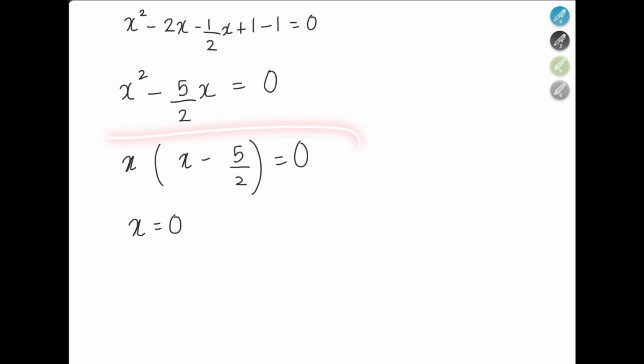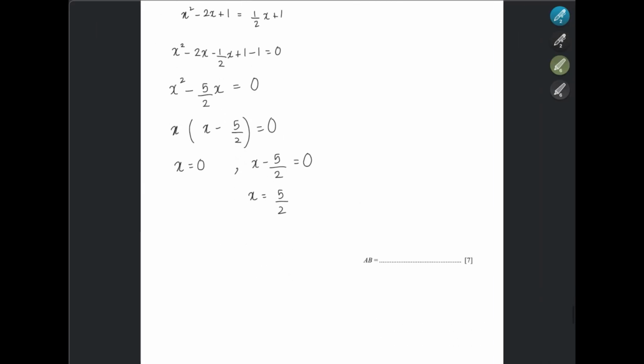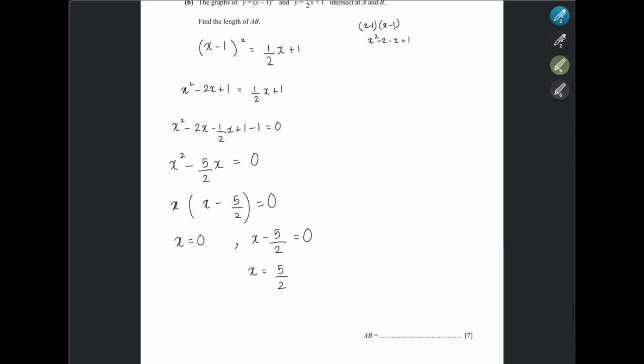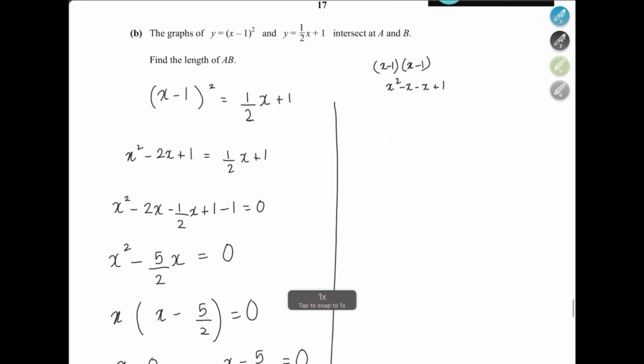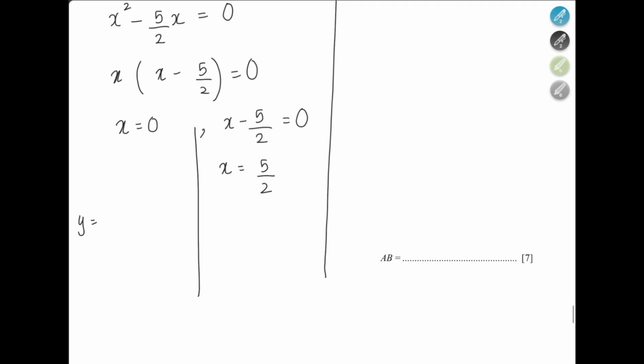Whenever we have an equation like this where we are multiplying them, we can break it down. First, we will say this x equals 0, and then this x minus 5 by 2 equals 0. So here x equals 5 by 2. Now you've got two of your x points, which are 0 and 5 by 2. Now let's find our y points. You can use any of the equations now. Let's use y equals half x plus 1.